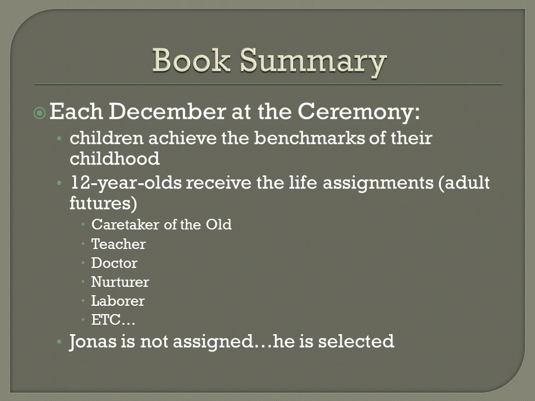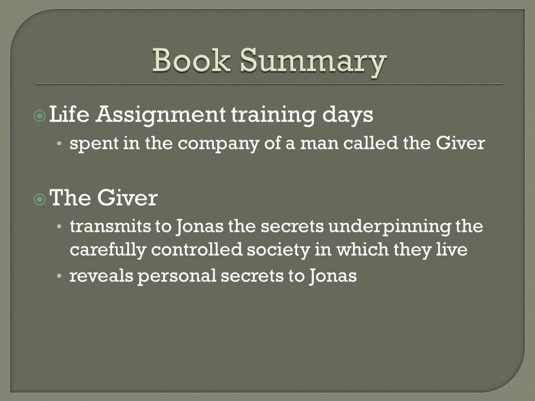Okay, Jonas, however, is not assigned a life assignment. In fact, his number is skipped, and so that makes him even more embarrassed and apprehensive, and just feelings of, what did I do wrong? Why was I not assigned a life assignment? At the end of the ceremony, we find that Jonas, in fact, was selected. He has certain qualities that they've been looking for, and he was selected to be receiver of memory. So not assigned, but selected.